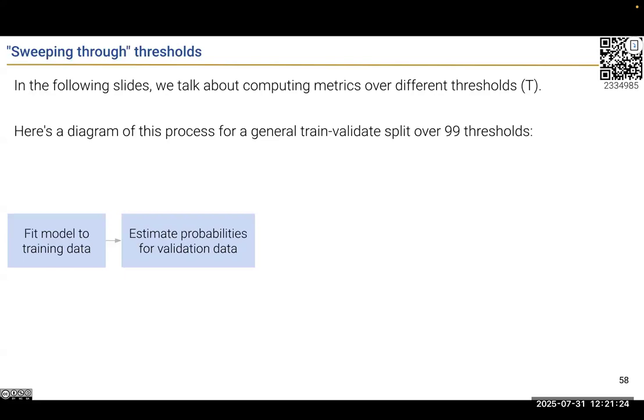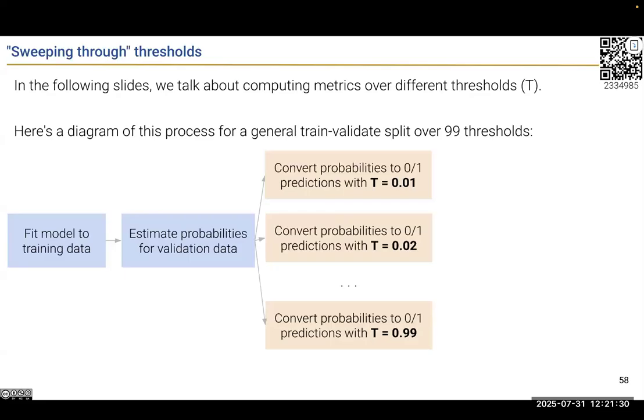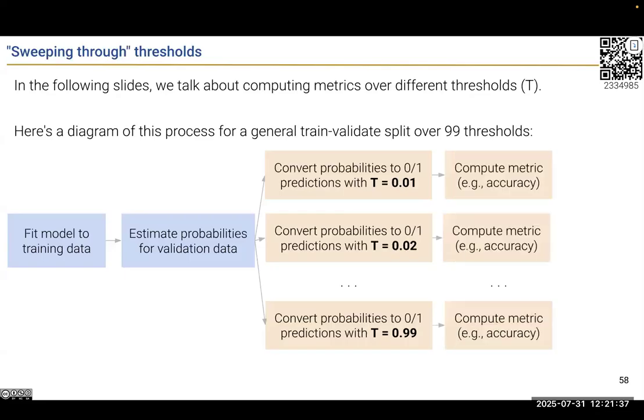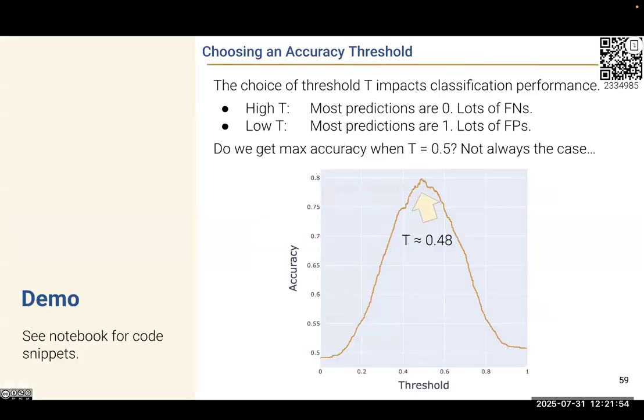So you have a bunch of probabilities. Then you convert these probabilities into predicted classes using a bunch of different thresholds. Say here I have 99 thresholds, so I have 99 sets of predicted labels. Then on each set, I can compute performance metrics like accuracy, precision, and recall. They're all dependent on the threshold. And we can plot these metrics.